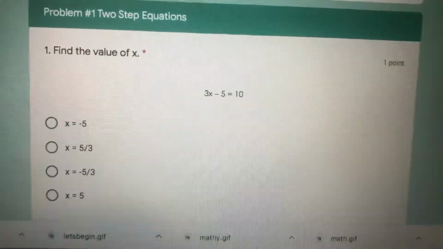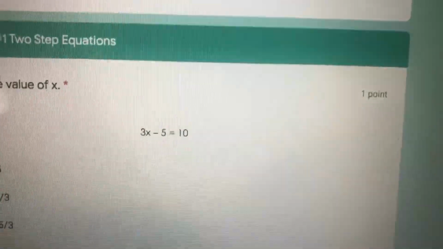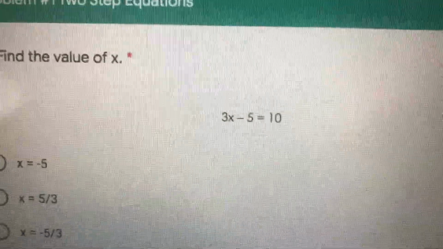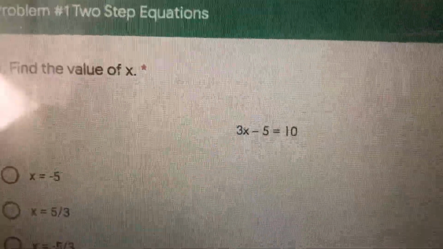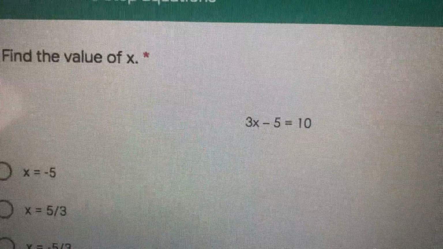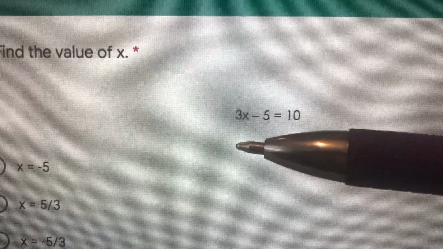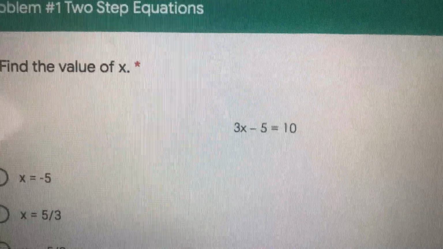Don't remember how to do this? Don't worry, I got you. Basically, the whole point is we have to find out what value x has to be to make these two expressions actually equal to one another.